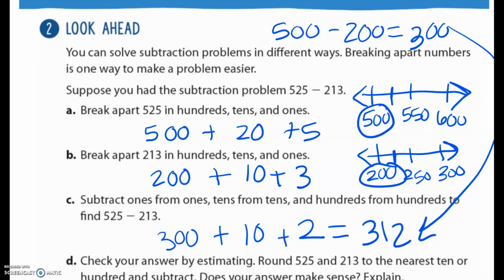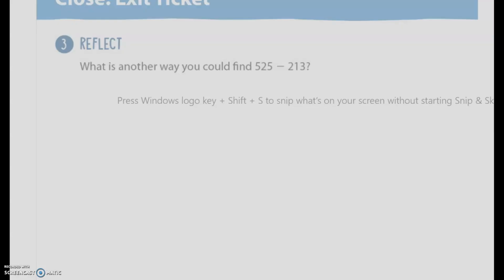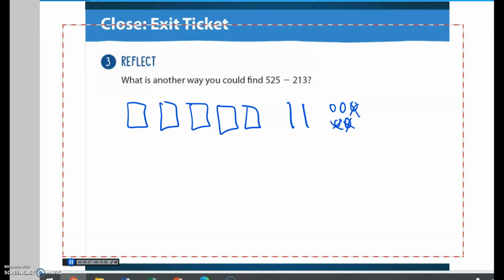So we're going to turn again to the next page. The next page says, tell me a different way you could do it. Besides break apart, you could draw a picture or a number line. Let's first start with the picture. We have 525, and we're going to take away 213. So we'll start with our ones and take away our 3 ones. Take away our 10. Take away our 200s. That leaves 312. So that's another way to do it.